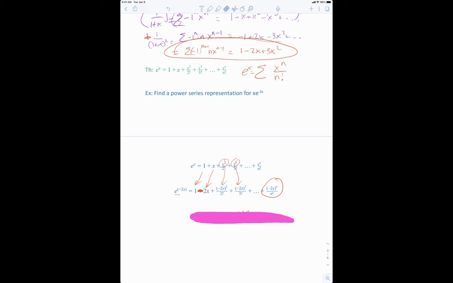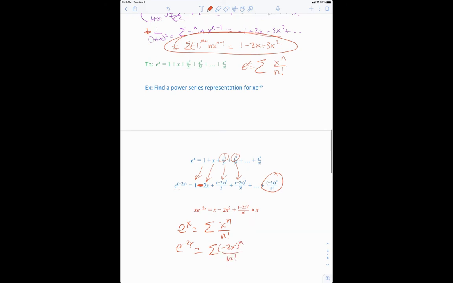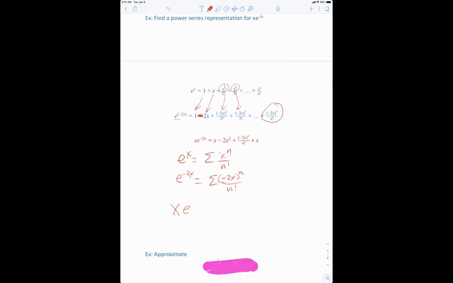And now I want x e to the negative 2x, so I just multiply everything by x. Okay, so I multiply everything by x. And again, what's really important is just that last term. So notice if I start with e to the x equals x to the n over n factorial, e to the negative 2x becomes negative 2x to the n over n factorial. And then x e to the negative 2x becomes negative 2x to the n times x. You can just do it all with the general term.